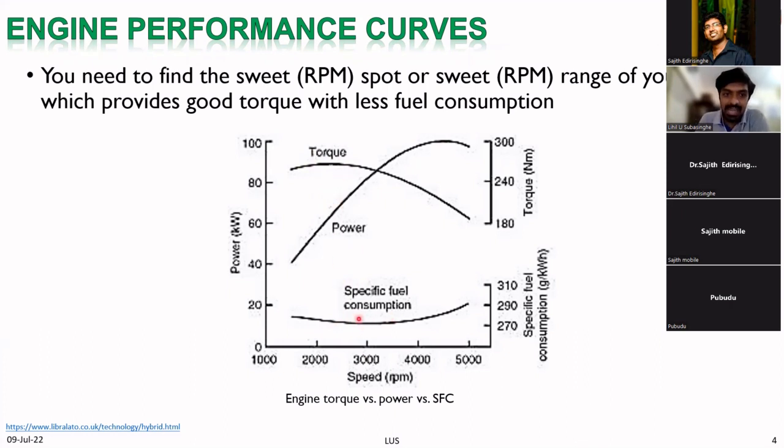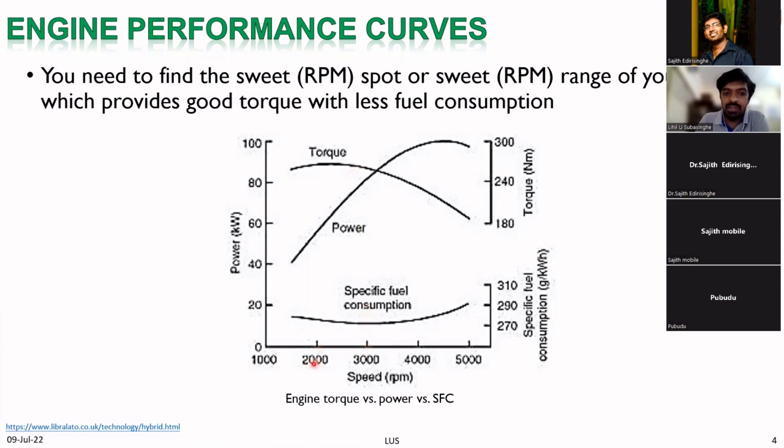As you can see, in this particular engine, the best fuel consumption is somewhere around 3000 RPM. At 3000 RPM, the engine is not actually giving the maximum torque, but a significant amount of high torque it can provide.